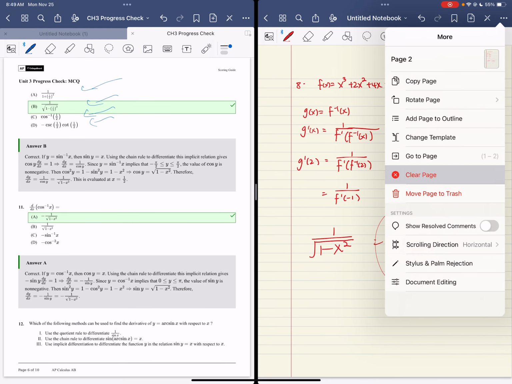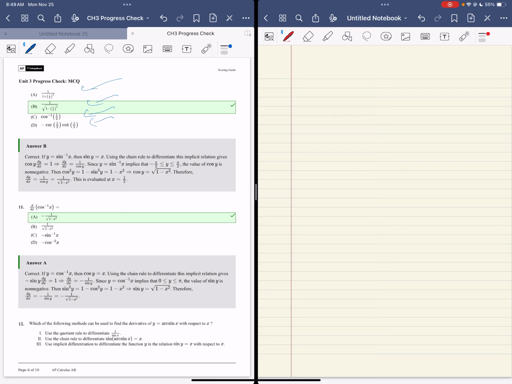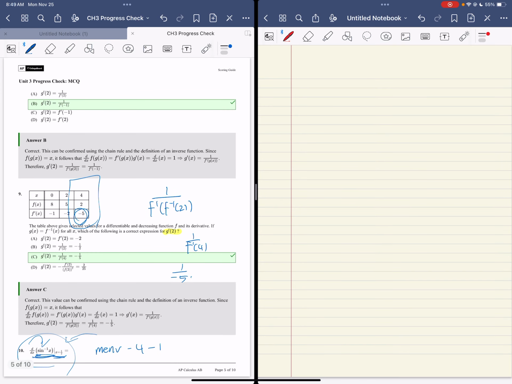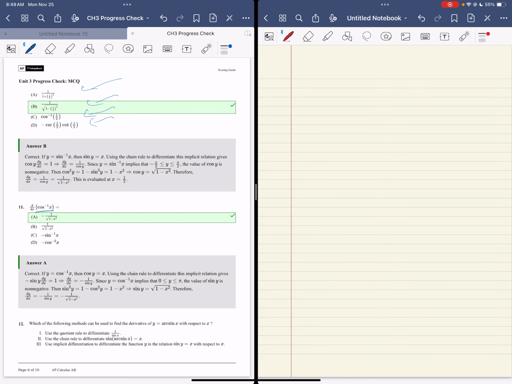Question number 11. Let's do this. Same thing. It's exactly the same as this, but it's an arc cosine, so you just put a negative. That's it. So it's going to be A: 1 over the square root of 1 minus x squared, with the negative. So, yeah, you don't have to do all these things. We already memorized all the formulas for this.